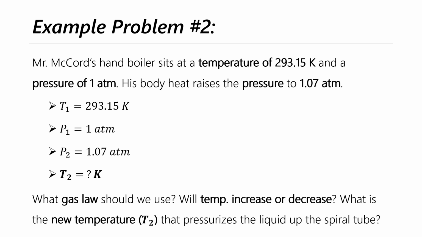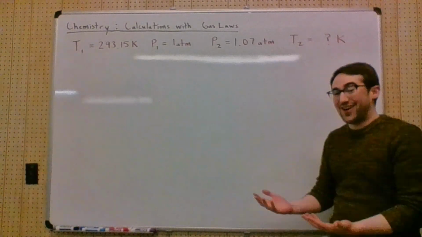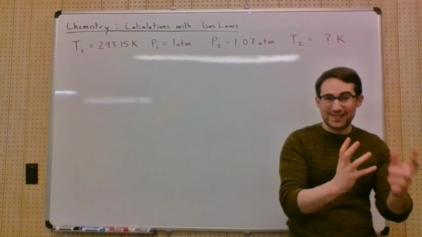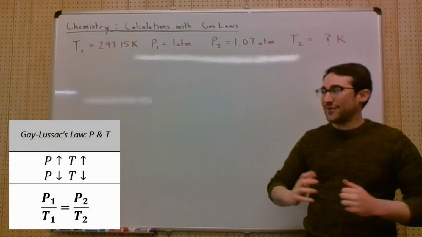Now also, since the container is rigid, the volume shouldn't be changing. So in this case, we only have pressure and temperature changing. So I can pick a gas law that best fits this situation. If pressure and temperature are changing, but volume is constant, I'm not changing the size of the gas's container, then this is fit for Gay-Lussac's law. Okay?